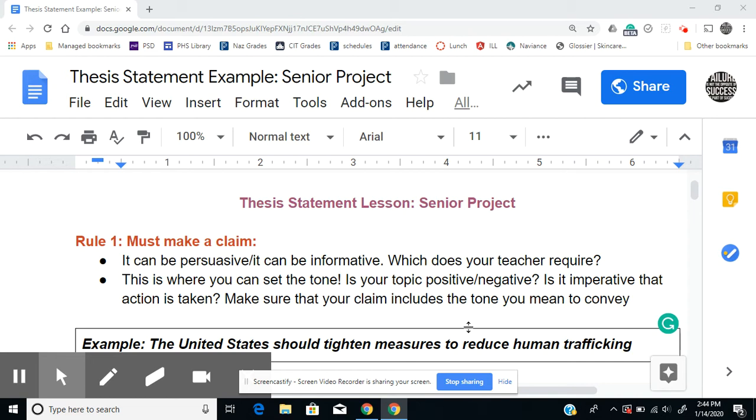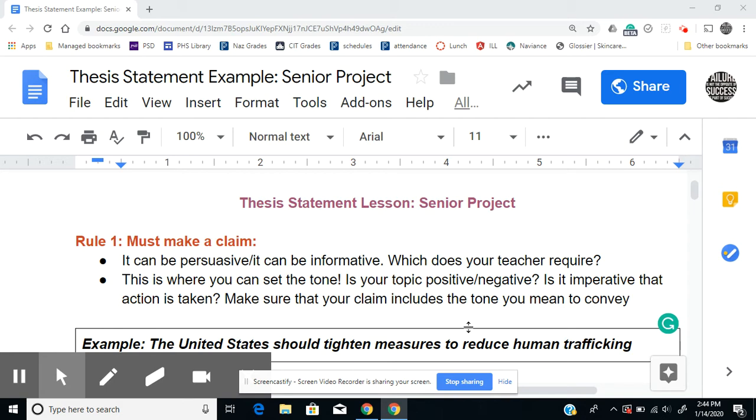Maybe it's imperative that action is taken, such as in my example, you want to make sure that that is included. My example: the United States should tighten measures to reduce human trafficking. I have the United States as my person that I want to make the change and what they should do.